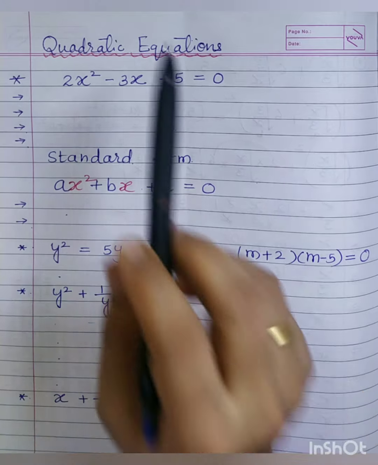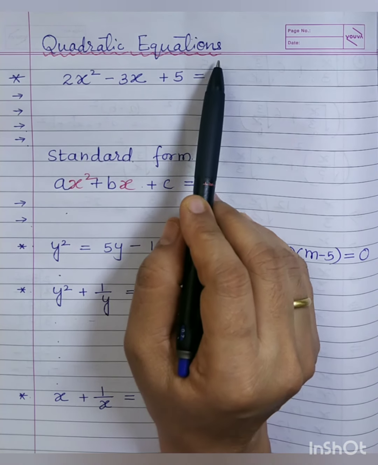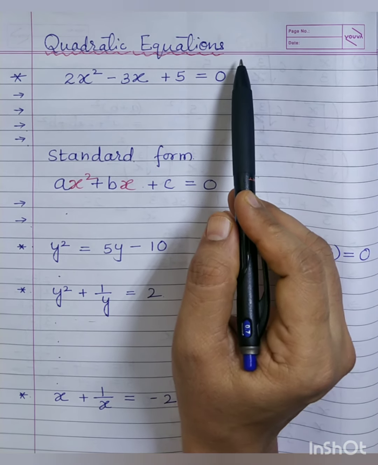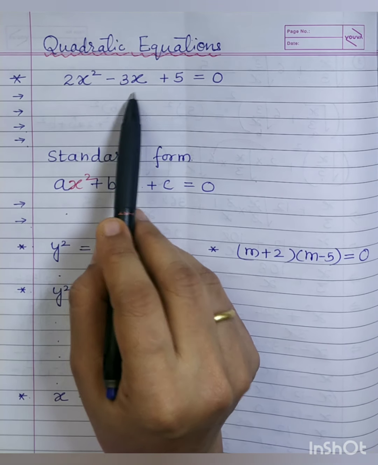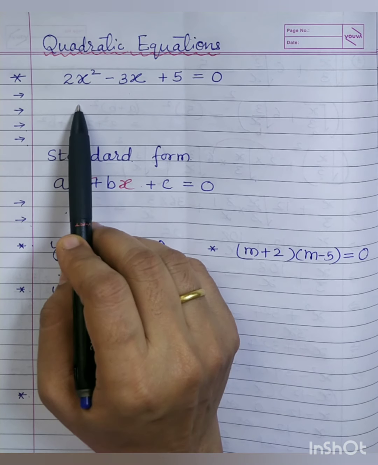Children, today we'll start another very easy topic, quadratic equation. Easy, important, basic topic. Look at this equation: 2x square minus 3x plus 5 is equal to 0. What do you observe here?